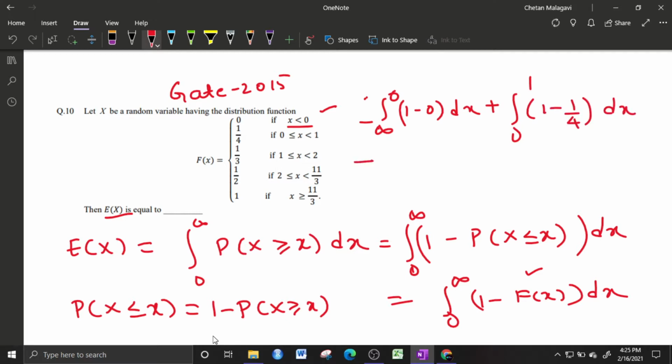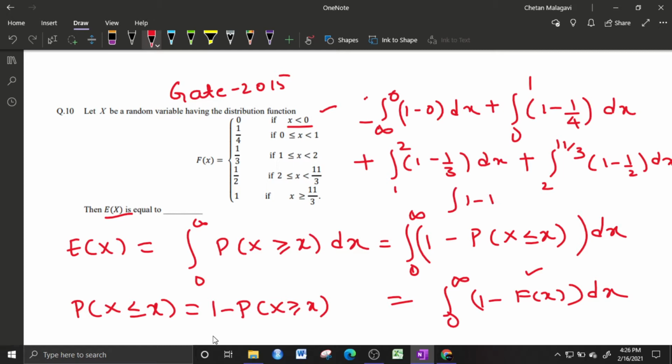Plus when x takes the value 1 to 2, 1 minus 1 by 3 dx, plus when x takes the value 2 to 11 by 3, 1 minus 1 by 2 dx. And when x is taking the value more than 11 by 3, 1 minus 1 is 0, from 11 by 3 to infinity, into dx. We need to evaluate this expression.